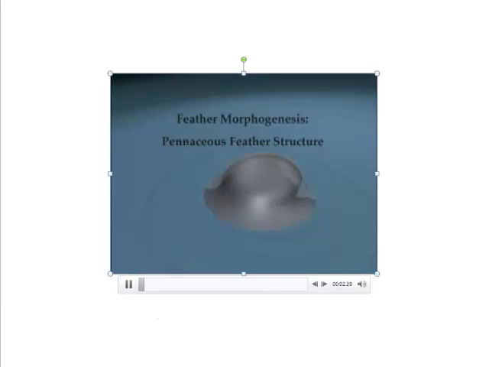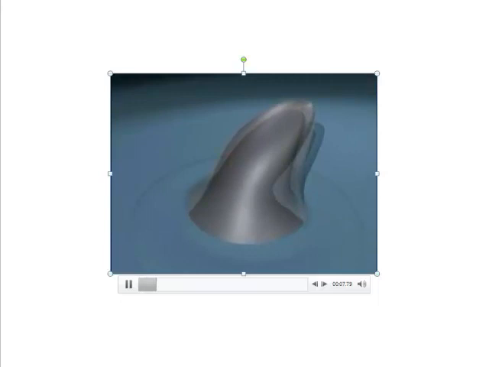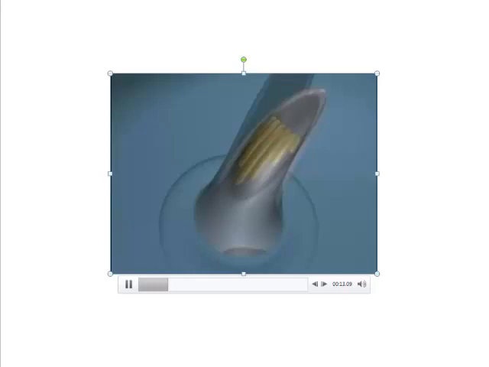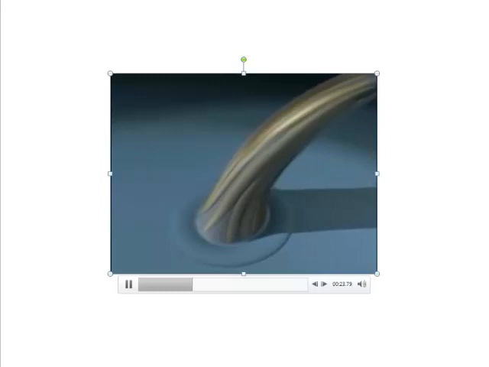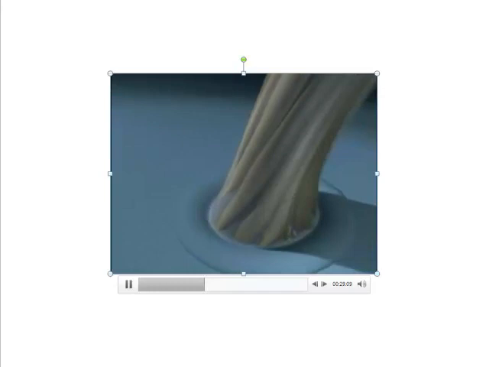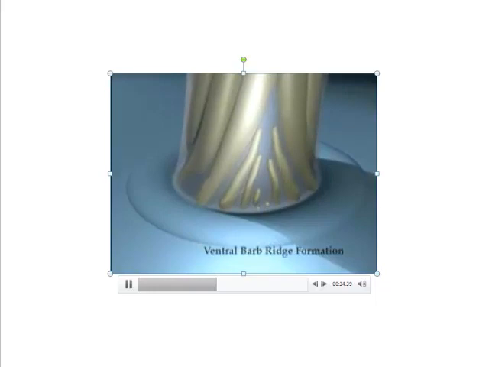Here comes growth of the feather. You can't see what's going on beneath the sheath, but they try to draw it in here. It's hard for me to tell what's going on, but those are mostly barbs. They're pointing up. Barbs, barbs, barbs. And then pretty soon, around one point around that circle, you're going to get the rachis, ventral barb ridge formation.